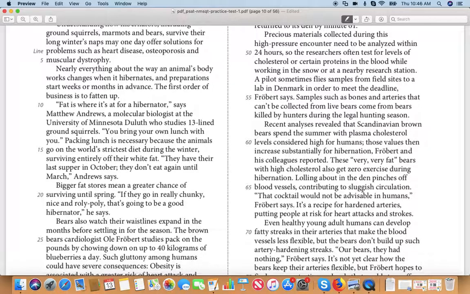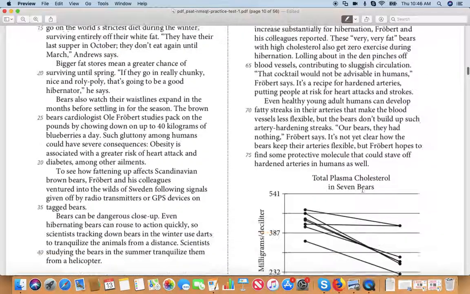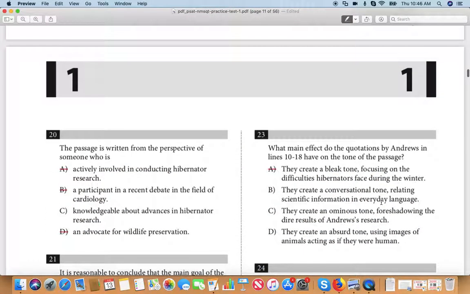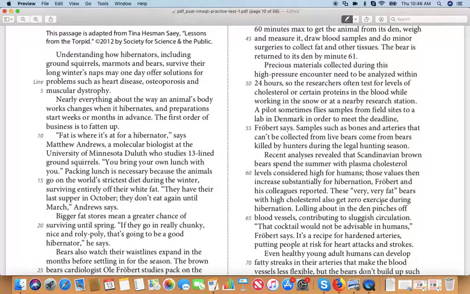It is conversational. Does it create a conversational tone? Does it make it sound conversational? Yes, absolutely. Does that relate to the second part here? Does it relate scientific information in everyday language?